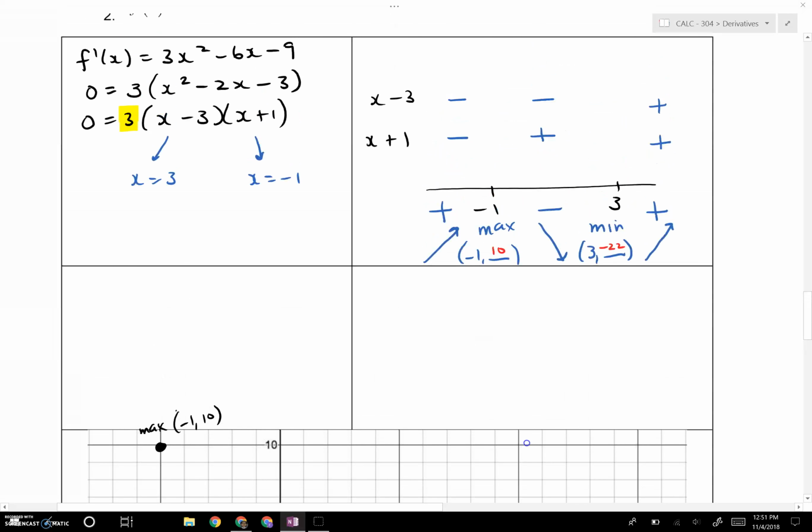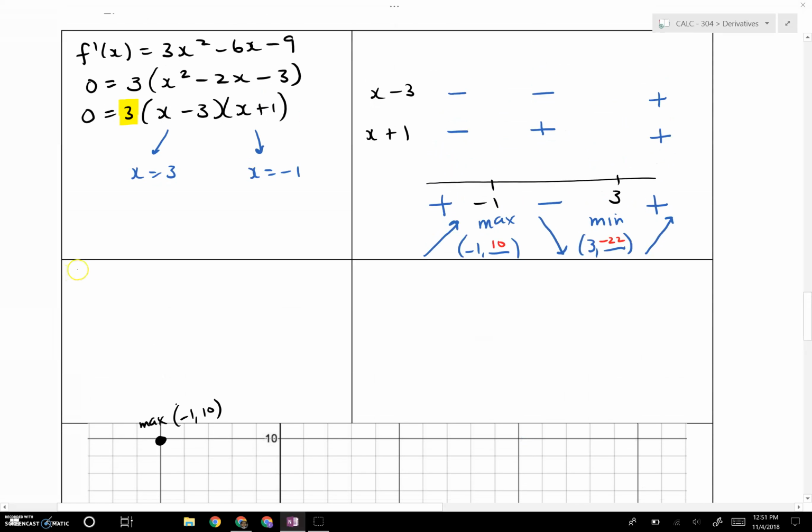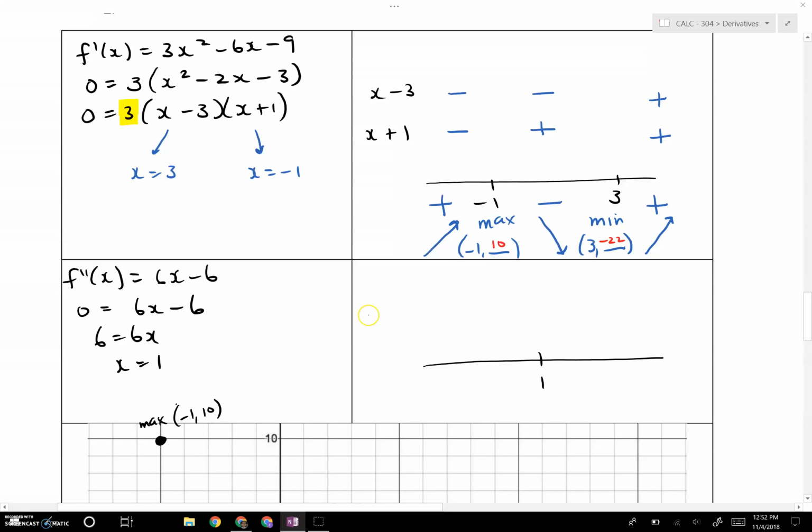Okay, step 2, second derivative. So f double prime of x is equal to 6x minus 6. Set it equal to 0. Solve for x. x is 1. Draw my sign diagram again. This is 1, 6x minus 6.